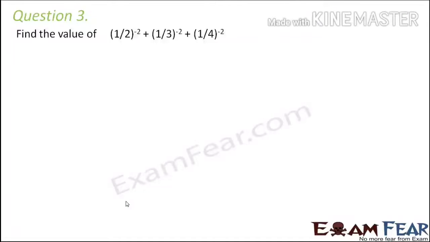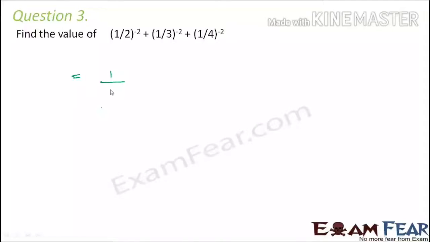Question number 3. Find the value of 1 by 2 to the power -2 plus 1 by 3 to the power -2 plus 1 by 4 to the power -2. So let's see how do we go about it. So in this case, you might say that, okay, the bases are different, but exponents are the same. But do we have any such law of exponent which covers the addition of such exponential numbers? Not really. So let us move in this fashion.